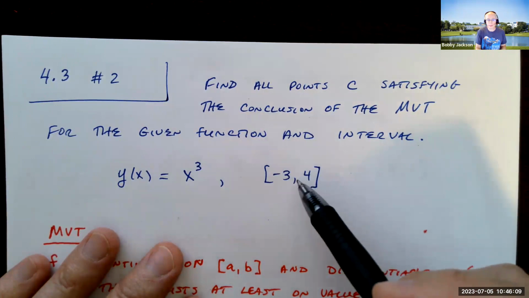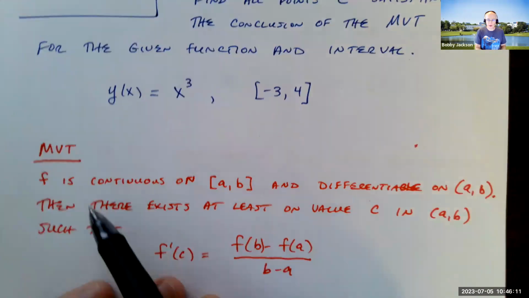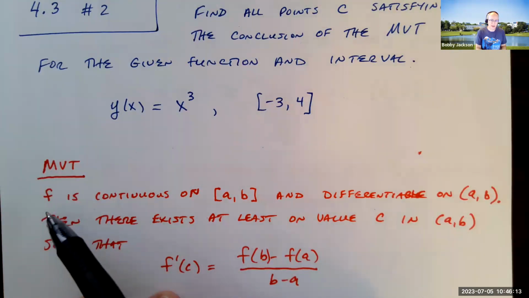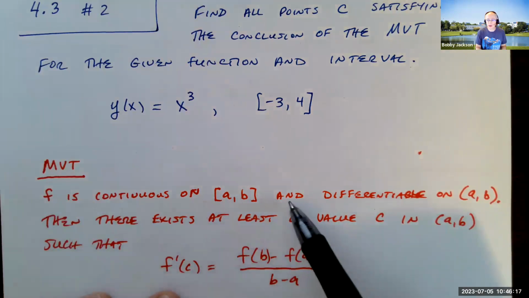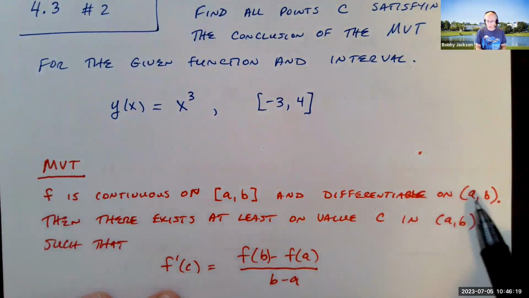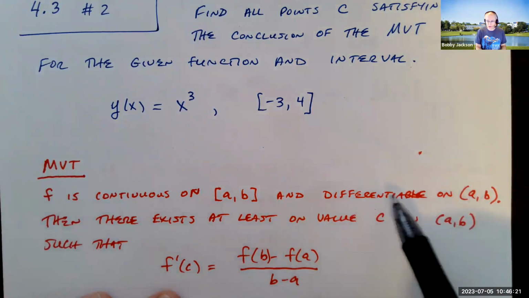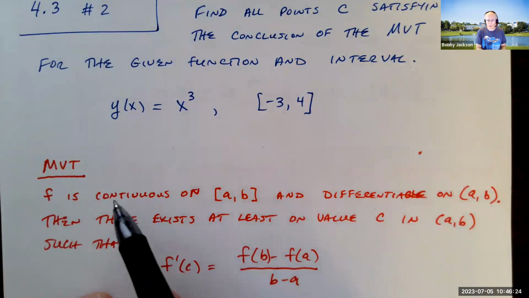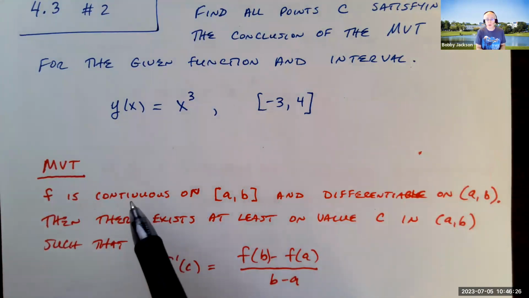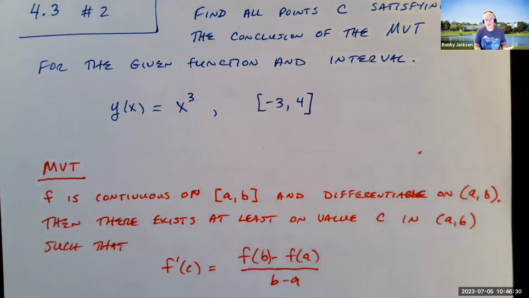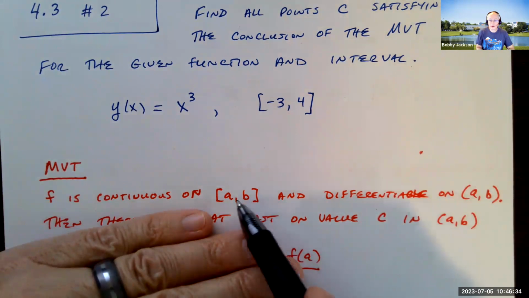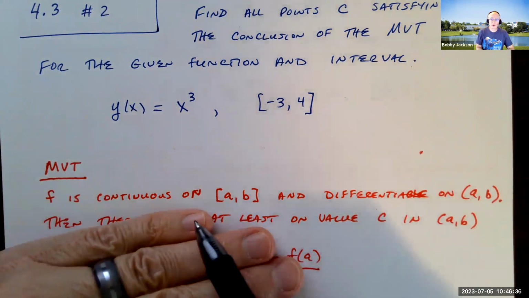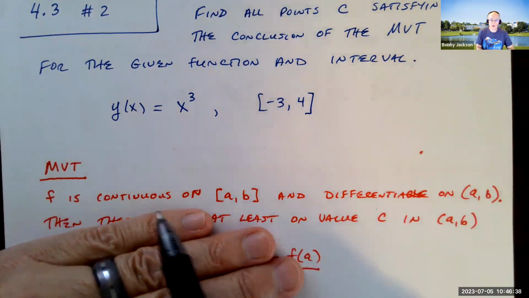So just a refresher on the mean value theorem. It basically says if we have a function f that's continuous on a closed interval, including the endpoints, and differentiable on the open interval, so all values between. Continuous means there's no holes in the graph, no breaks, no jump discontinuities, no discontinuities of any kind. It's continuous from the right at B, continuous from the left at A. No vertical asymptotes, etc., etc.